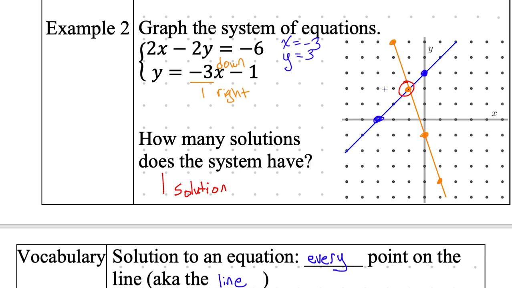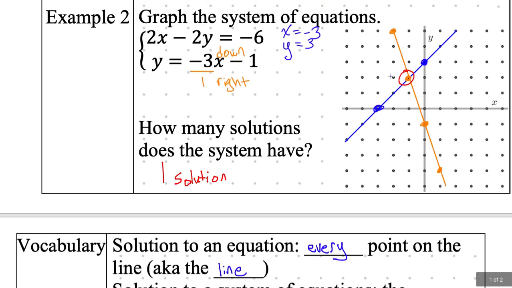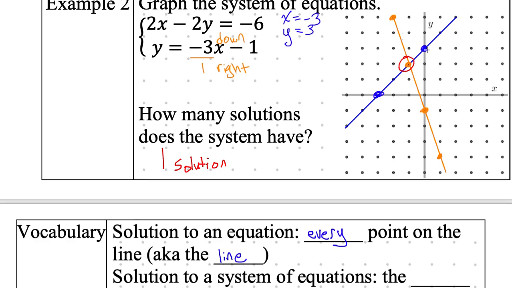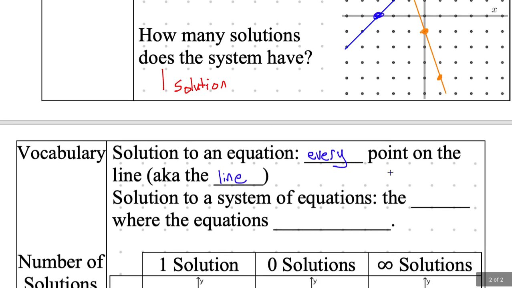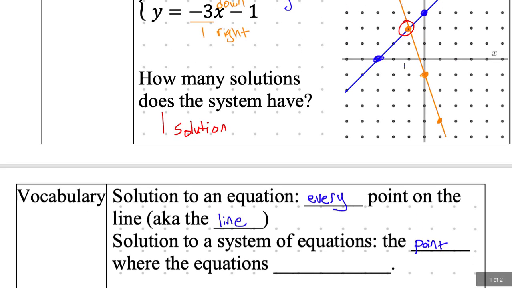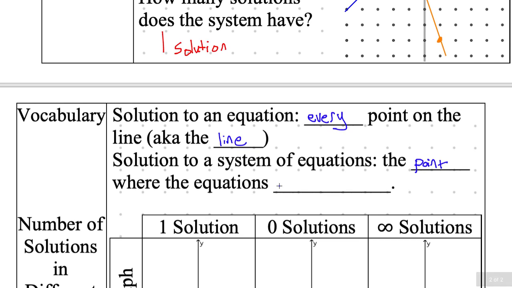But once I turn it into a system, a solution to a system of equations, now I have two lines. A solution has to be both on this line, this yellow line, and on the blue line, which means a solution to the system of equations is the intersection, or the point. It's usually the point, this point right here, where the equations cross each other or where they intersect each other. I'm going to use the word intersect, where the equations intersect.